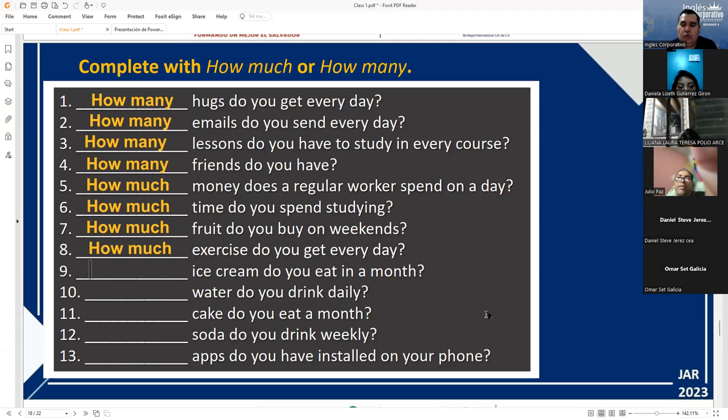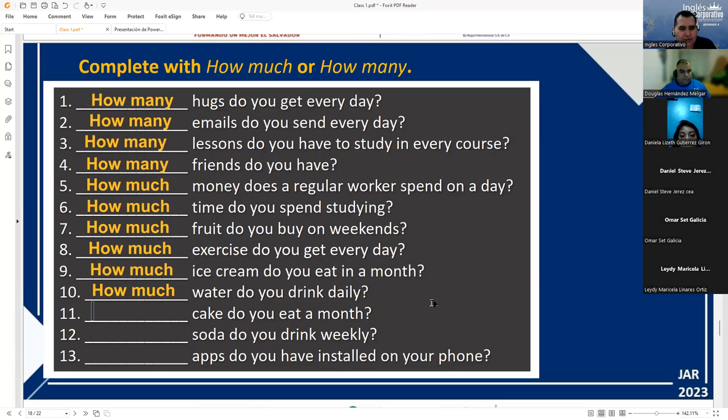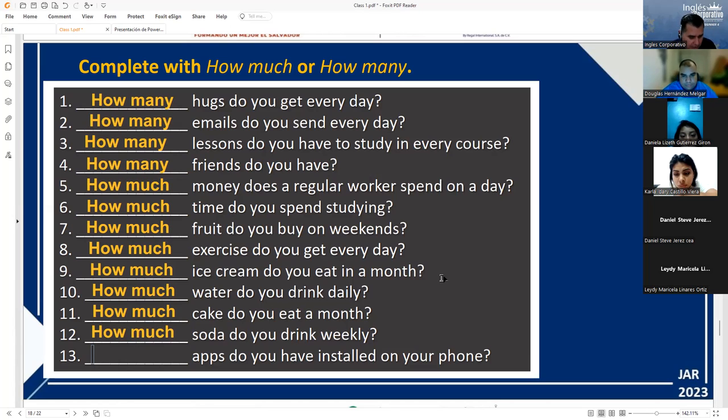How much ice cream do you eat in a month? How much water do you drink daily? Not much. How much cake do you eat a month? How much soda do you drink weekly? How many apps do you have installed on your phone?